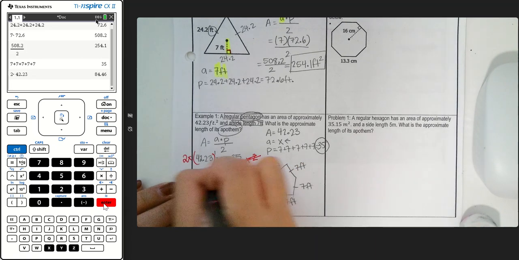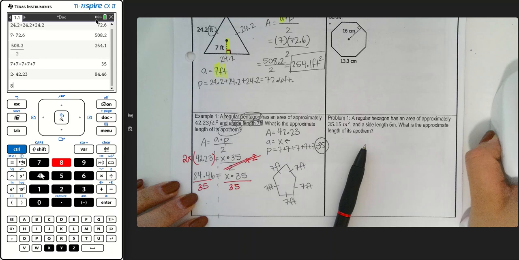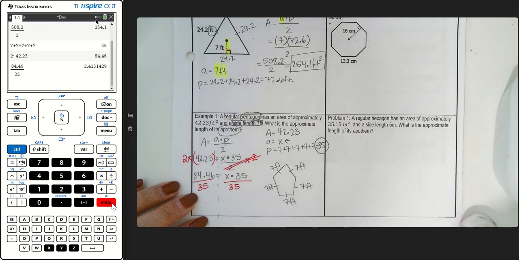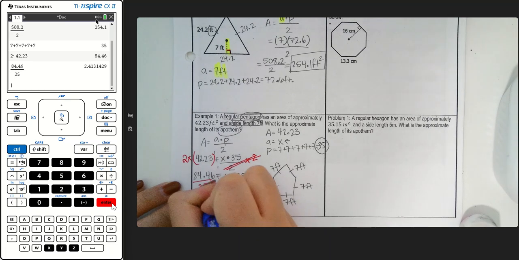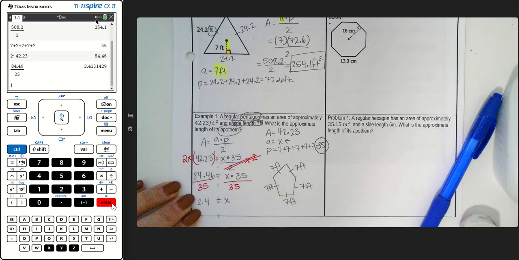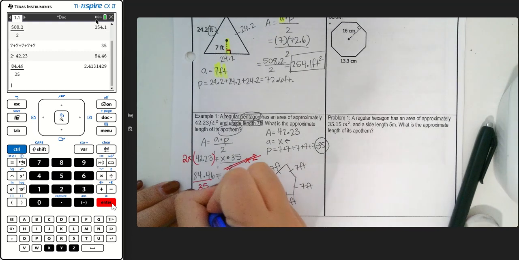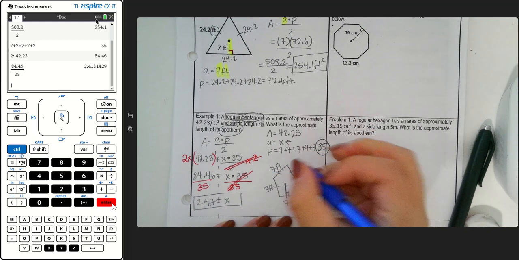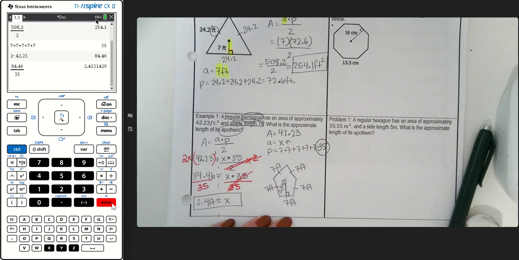And what I do to one side, I do to the other. So that means I'm going to divide 84.46 by 35, its perimeter, which gives me, well, I'm going to round to the nearest tenth. So it gives me 2.41, and when I round to the nearest tenth, it's 2.4. That's the value of x, because over here, this cancels out. So that means that the apothem is 2.4 feet. So that means that if I were to draw a line from the center to this side, that's the apothem, and the measurement of the apothem is 2.4 feet. That's what I'm looking for.